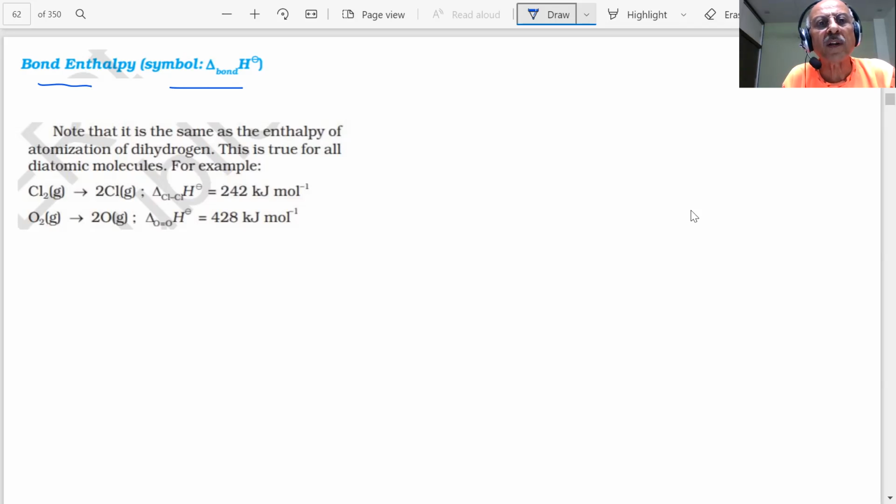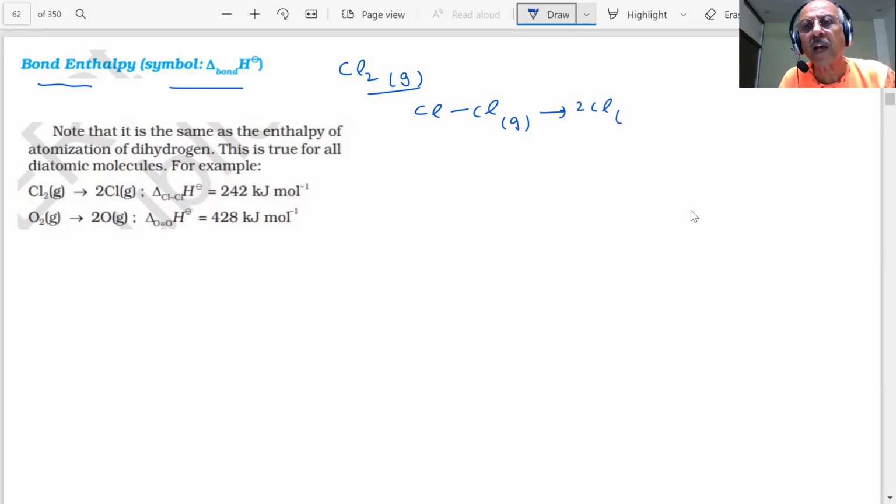For example, student, if I have Cl2, there is a bond between two chlorine atoms. You know, this is a covalent bond, student. So if you want to break it, student, what will happen? It will dissociate to give two Cl atoms, student, in the gas state. So this is called bond enthalpy of the chlorine, student.